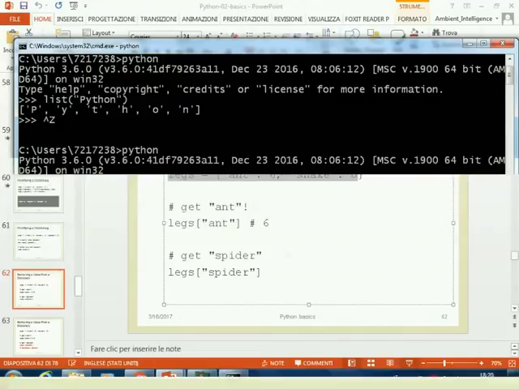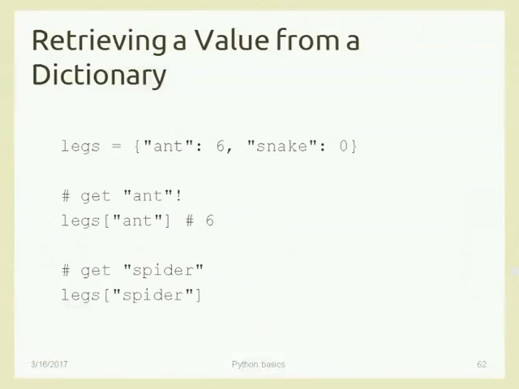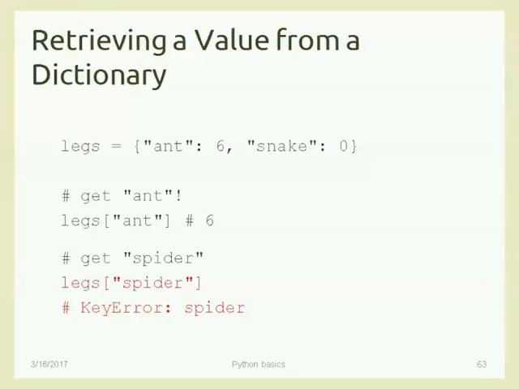Now, what happens if I try to say, please give me the value associated to spider here? What will happen? First option, it gives me errors. Second option, it gives me zero, none, a value. Third option, window explode, I don't know. What happens? Error. How many of you say that you will give me an error? Yes, it will give me an error.